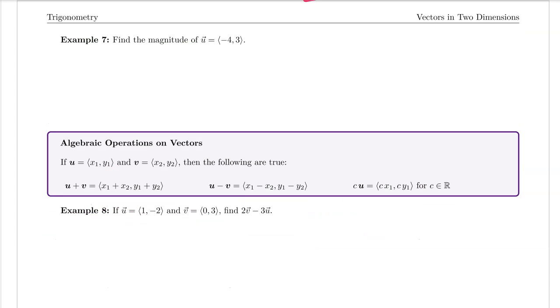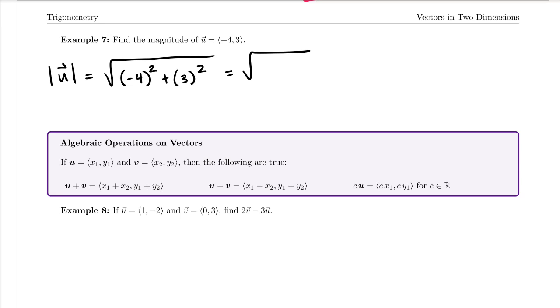Example 7 says find the magnitude of vector u, which has the components -4 and 3. So the magnitude of this vector is equal to the square root of (-4) squared plus 3 squared. So this is equal to 16 plus 9, which is 25, and the square root of 25 is 5. So this vector here has a length or magnitude of 5 units.